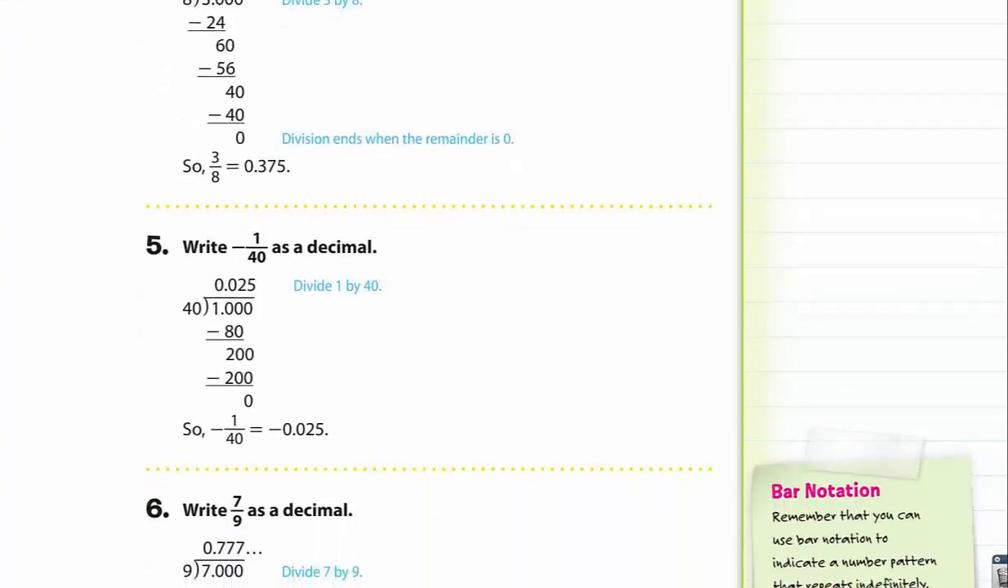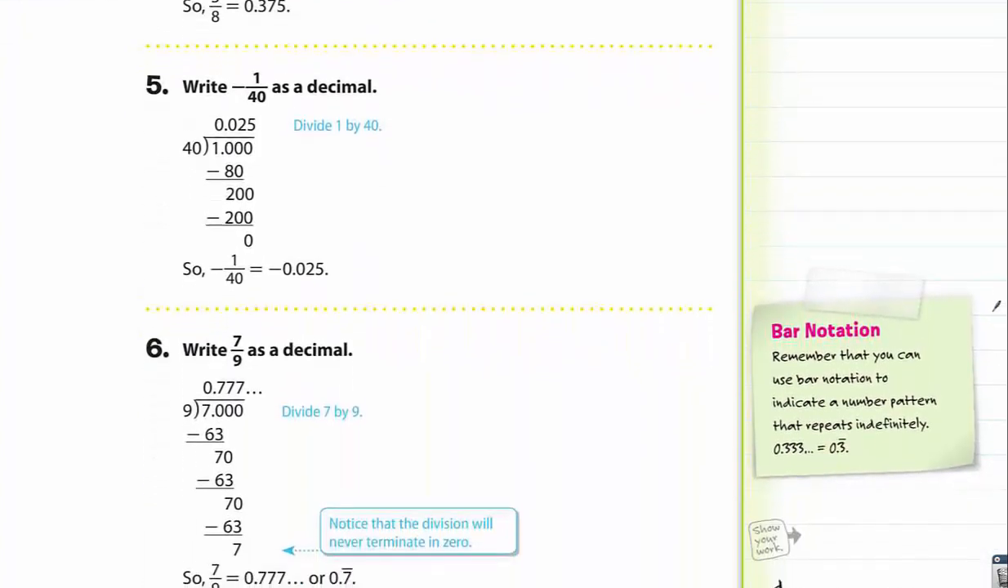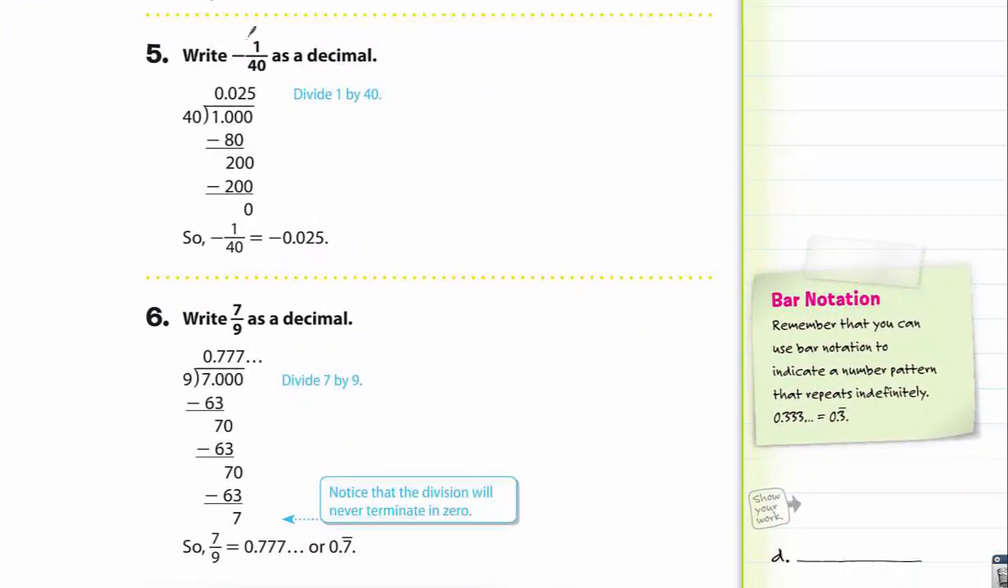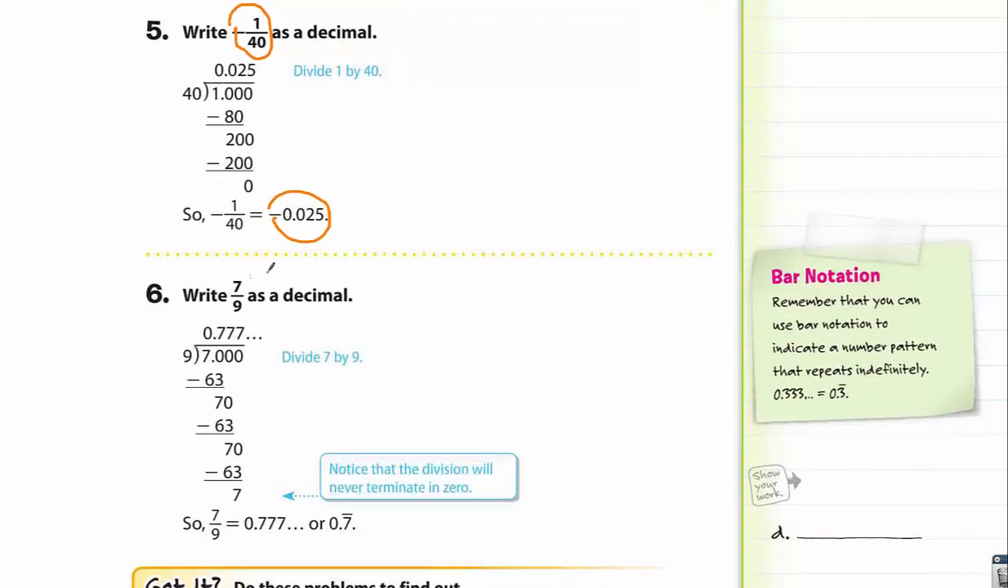Then you've got, write the -1/40th as a decimal. You're dividing 1 by 40. Notice they don't put a negative sign on either one of these. They know if this is a negative answer, then its decimal form is a negative answer. And then finally, write 7/9. Notice what happens when you do ninths. You get this repeating seventh.